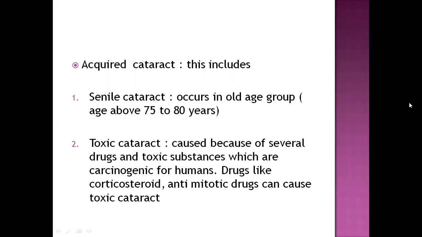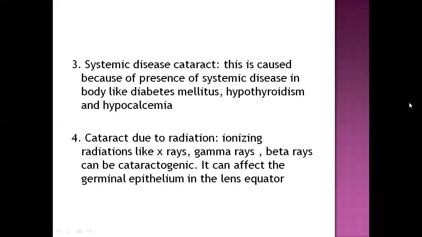Senile cataract occurs in the old age group, especially above 75 to 80 years. Toxic cataract can be caused by various kinds of drugs and toxic substances which are harmful to humans. Drugs like corticosteroids and antimitotic drugs can cause toxic cataract. Systemic disease cataract is caused by the presence of systemic disease in the body, like diabetes mellitus, hypothyroidism, and hypocalcemia.